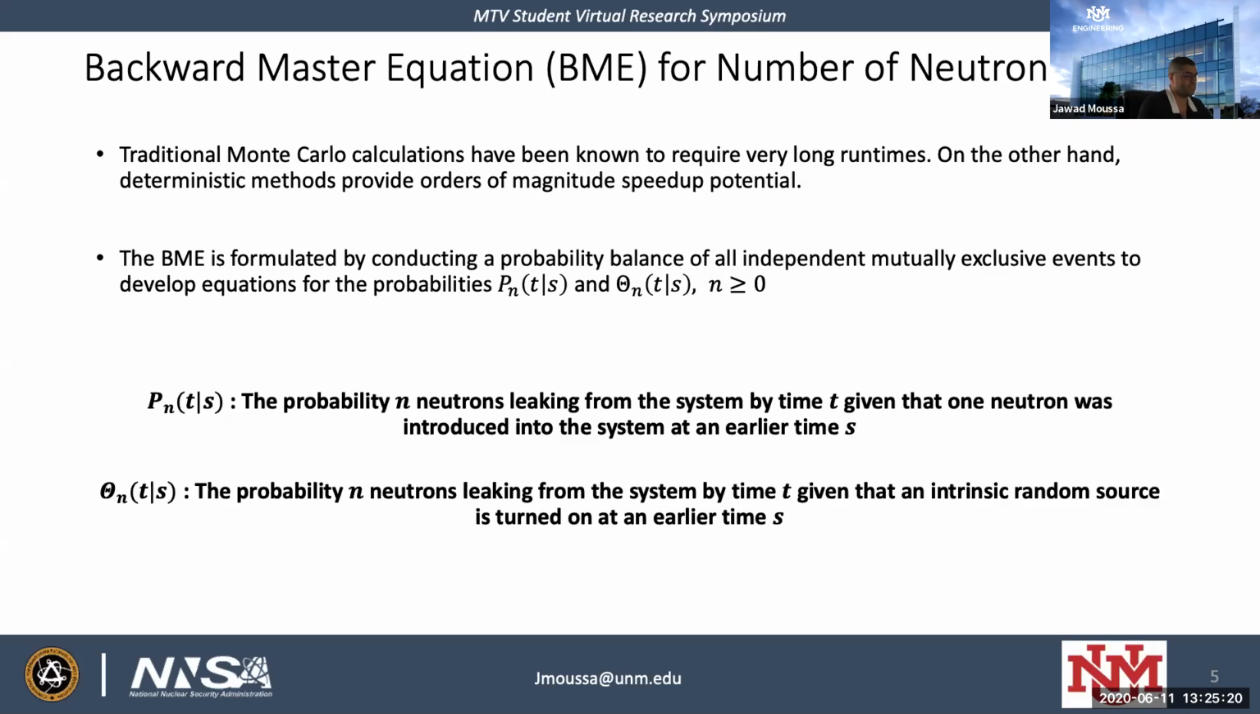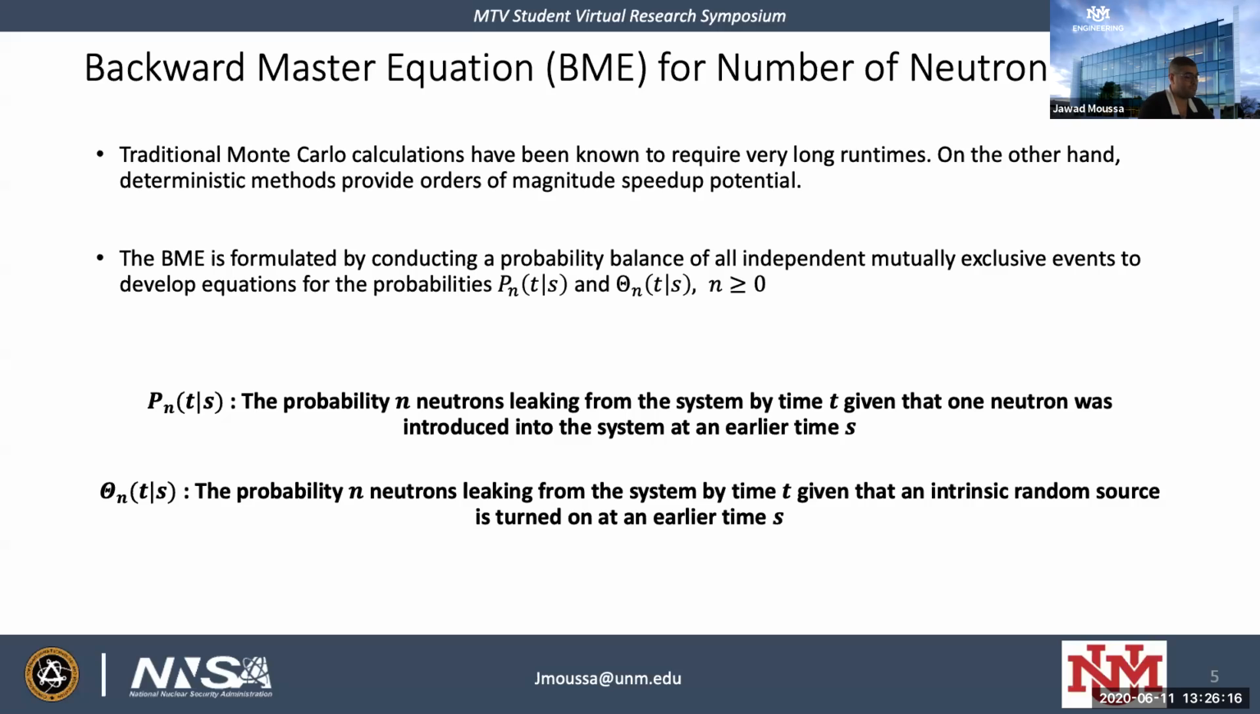So just like the forward master equation that we talked a little about previously, this equation is formulated by conducting a probability balance of all independent and mutually exclusive events, just like the probability balance on the previous slide. However, the main difference is the probability balance is conducted in the first collision interval. So that leads to 2 probability distributions that need to be defined. The probability of n neutrons leaking from the system by time t, given that 1 neutron was introduced at an earlier time s, and the probability of n neutrons leaking from the system at time t, given that an intrinsic random source is turned on at an earlier time s.